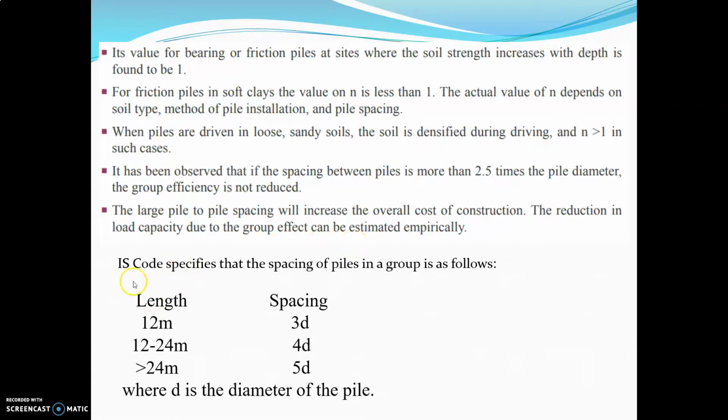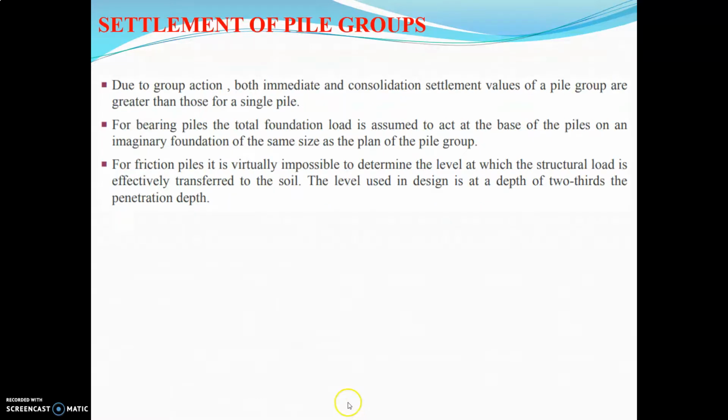So this is the IS code recommendation to find the spacing of the piles in a group. That is, if the length of the pile is 12 meter, then spacing is 3D, 3 times the diameter of the pile. For 12 to 24 meter length of the pile, the spacing is 4D. If the length of the pile is greater than 24 meter, the spacing is 5D, where D is the diameter of the pile. Okay, so this is about efficiency of pile group.